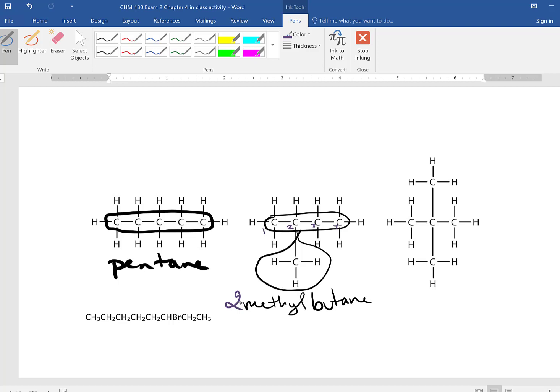What about the next one? What's the longest carbon chain? 3. Okay, so you could go this way. I always look for the flat line first, like straight across if I can help it. But it would not be wrong if you did this, because still it's 3. So either one's fine. So we go 1, 2, 3. So if it's 3, that makes it a propane.